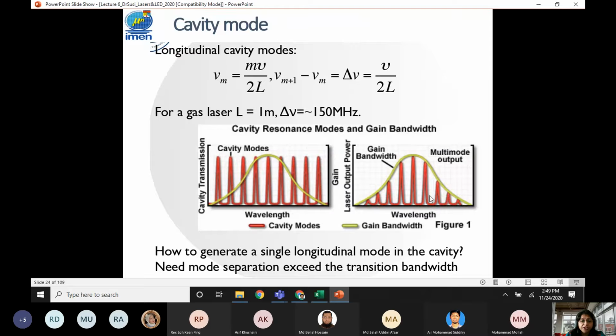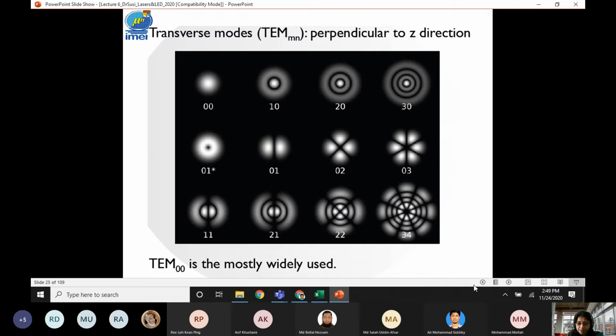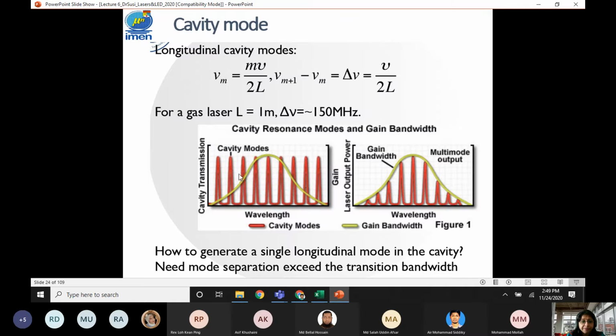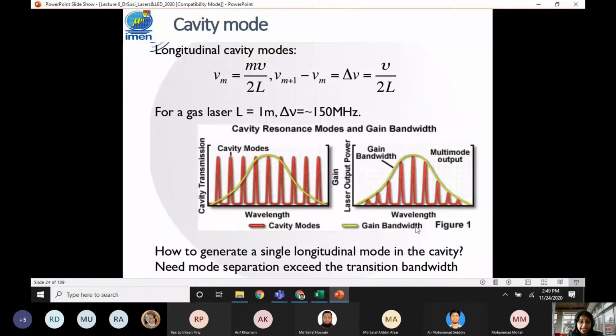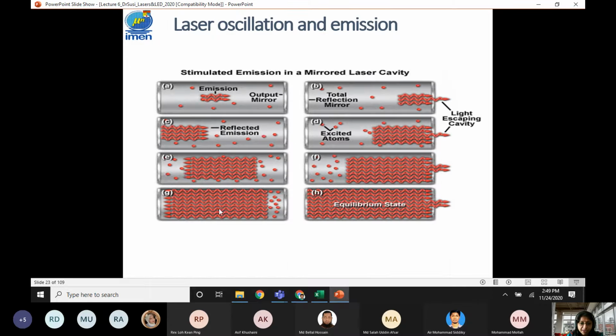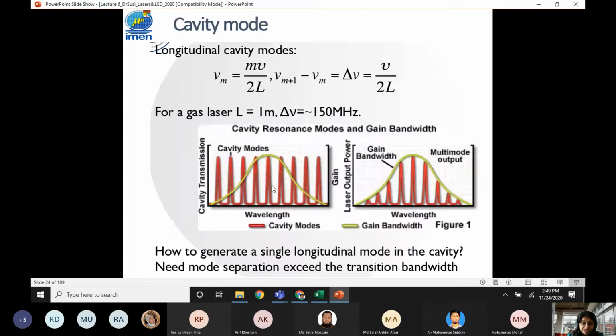Okay. So if you look at a laser, we have these longitudinal cavity modes. You have these modes over here. And for a gas laser, for example, you have this laser cavity, which is this cavity here. The length of this cavity can be as large as 1 meter long. And the frequency is about 150 megahertz between one mode and the other mode. We call these the cavity modes, the number of modes which are propagating inside the cavity.